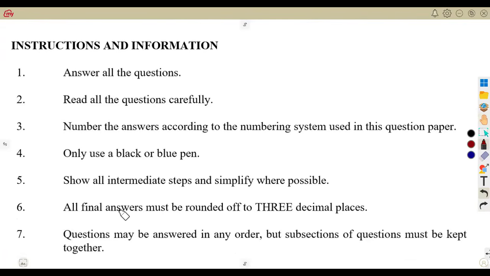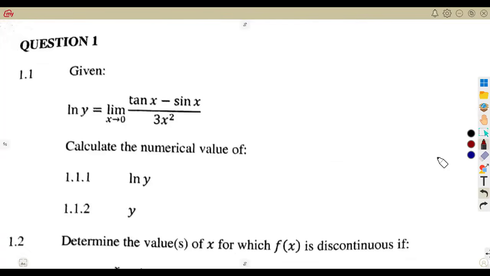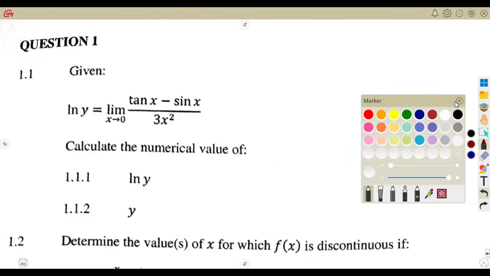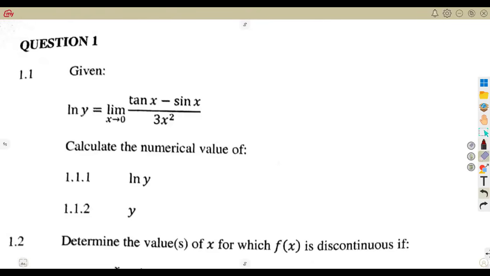You're given that all final answers must be rounded off to 3 decimal places, which is fine, and just make sure you answer properly, writing each and every stage that you are given, which is most important. So without wasting time, guys, let us check our first question. Question number 1, we are given 1.1.